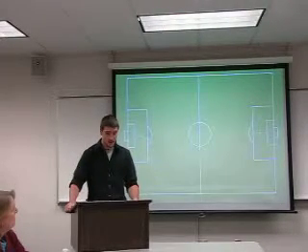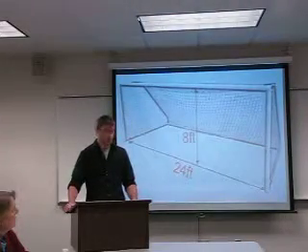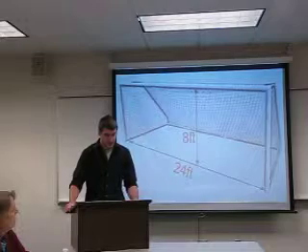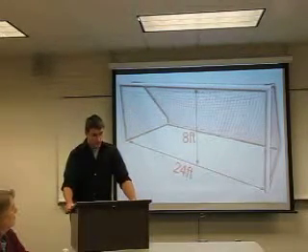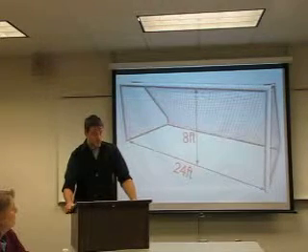On either end of the field, there is a goal. A professional goal is 8 feet high and 24 feet across. Players have two 45-minute halves in regulation time of a match. There is only overtime if it is a tournament when there has to be a victor.